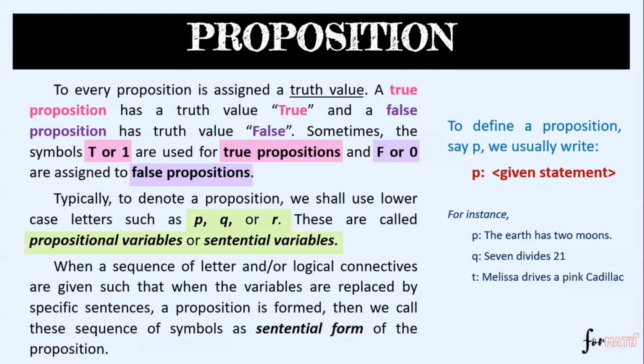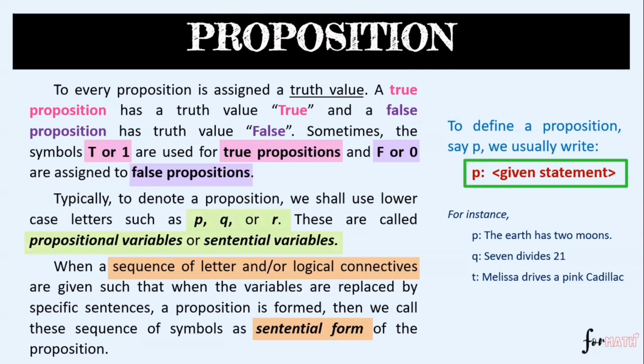Now, when a sequence of letters and or logical connectives are given, such that when the variables are replaced by a specific sentence, a proposition is formed, then we call this sequence of symbols the sentential form of the proposition. Kumbaga, yung combination na logical operators and the letters, kapag nabuo yon, ang tawag sa kanya ay sentential form. Okay? So, to define the proposition, say P, we usually write P, colon, and then the given statement. Example, okay, we have P, colon, the Earth has 2 moons. Ayan. Okay, those are the examples on how we define a proposition.